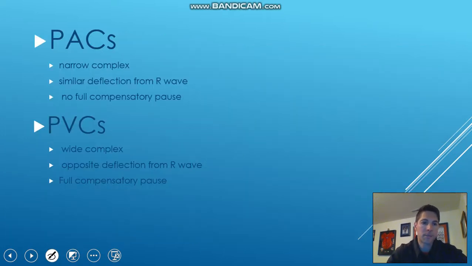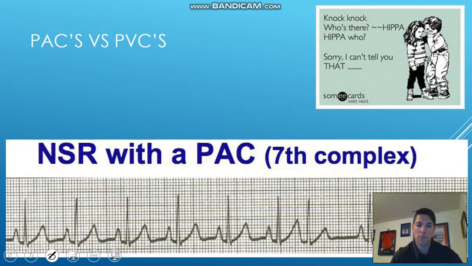So PACs versus PVCs: typically PACs are narrow complex. They have a similar deflection to the R wave, and they have no full compensatory pause. Opposite, PVCs will be wide complex, opposite deflection, and typically have a full compensatory pause.